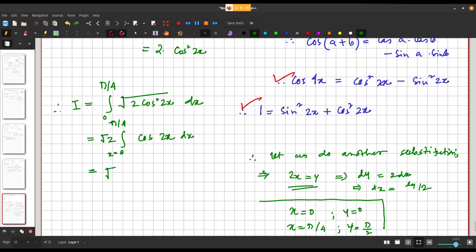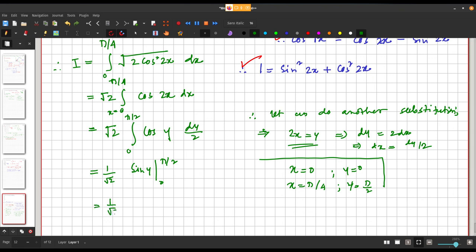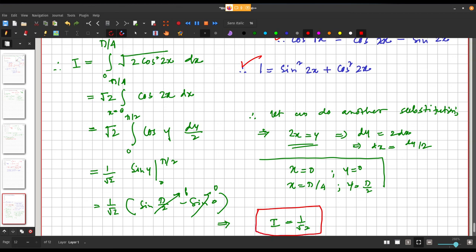And we can write this integration in terms of y, then the limit will be 0 to pi by 2, cos 2x will be cos y, and dx will be dy over 2. So this will be 1 over root 2. And the integration of cos y will be just sin y, and we have to put the limits 0 to pi by 2. So this is 1 over root 2 times sin pi by 2 minus sin 0. And we know sin pi by 2 is 1, sin 0 is 0. So we simply get I equal to 1 over root 2. So this is our answer here.